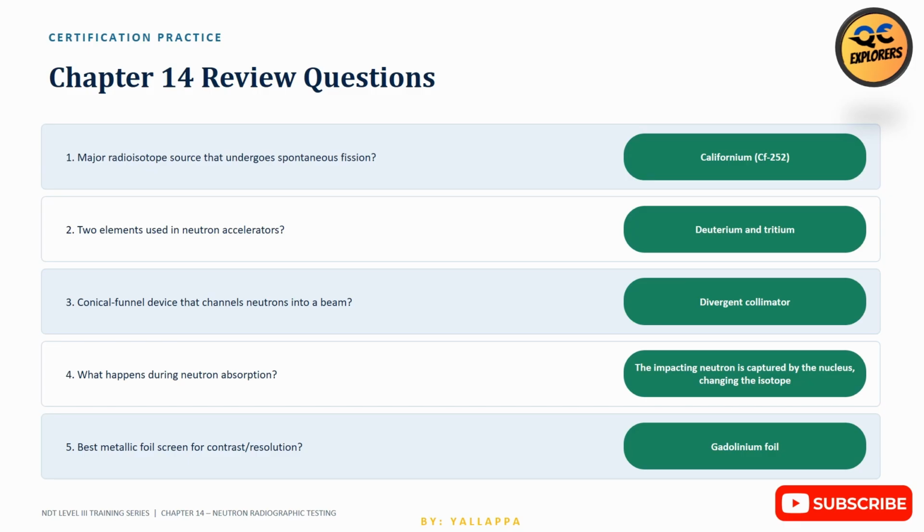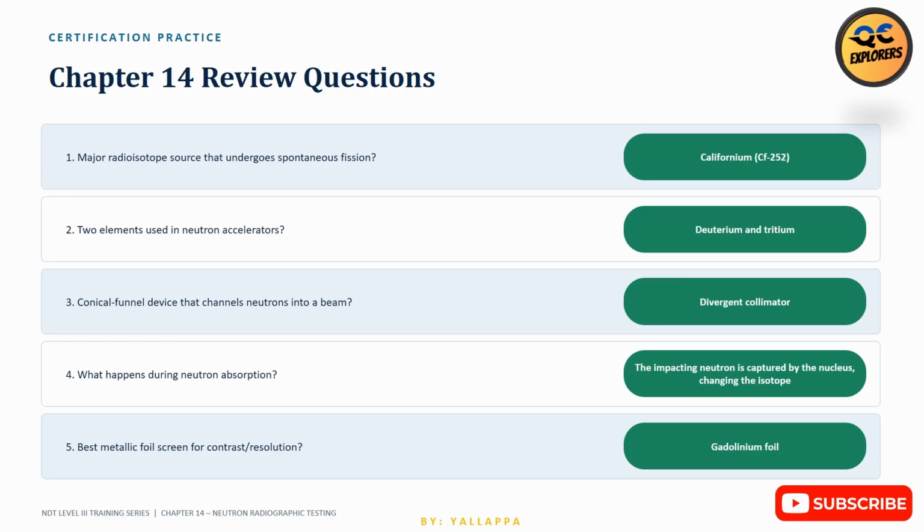Question 1. Which radioisotope is commonly used as a neutron source for neutron radiography? The correct answer is californium-252, which produces neutrons through spontaneous fission and is widely used in neutron radiographic applications.